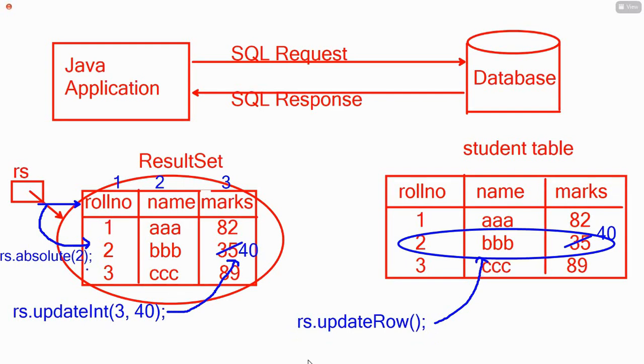So first what will happen? We have to move the cursor to the record you want to update, to that particular place. Whichever column you are updating is modified with these update methods. At last, updateRow, then it is updated. If you want to update roll number, name, marks, you can update all; then you call updateInt, updateString, updateInt three times. Okay, now write this one.